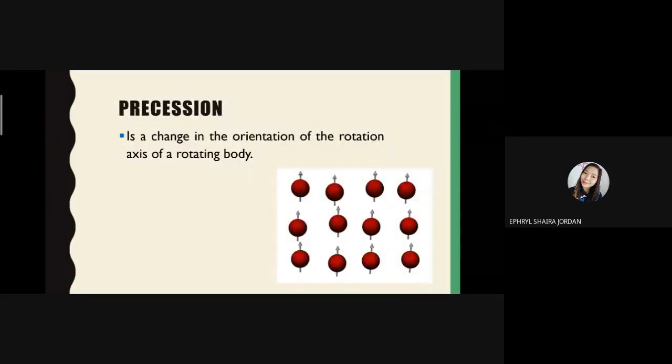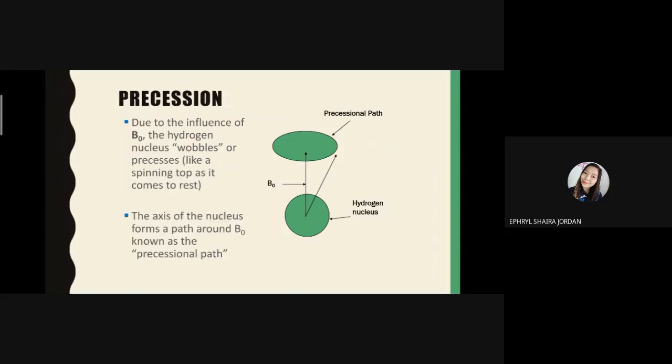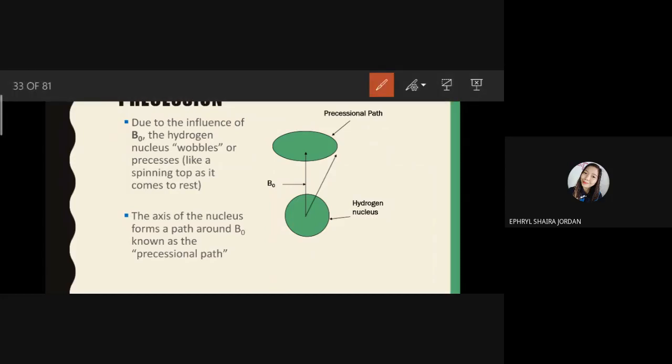Now, what is precession? Precession is a change in the orientation of the rotation axis of a rotating body. So, nag-iikot siya. Precession. Due to the influence of the magnetic field, the hydrogen nucleus wobbles or precesses like a spinning top as it comes to rest. Ayan. Here is an illustration like that.